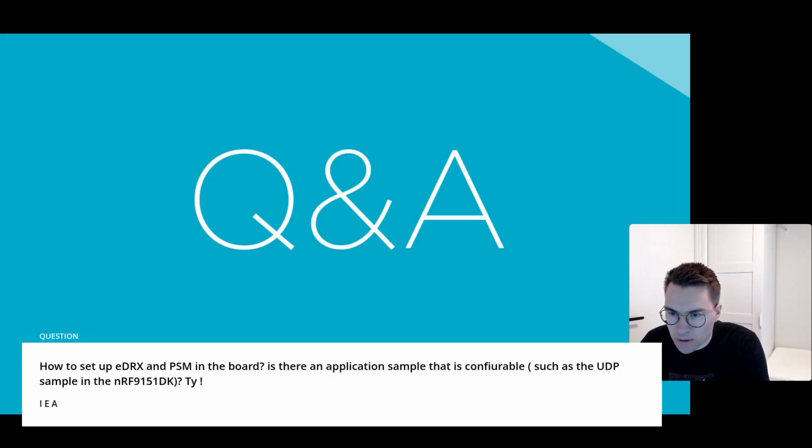Another question here: how to set up eDRX and PSM in the board? Is there an application sample that is configurable, such as the UDP sample in the 9151 DK? So this out-of-box firmware, which is available as a default, uses actually eDRX and PSM. So that's configurable using the project configuration file in that sample. But you can also use the asset tracker template, as that is also a good starting point for such a use case. So that's what I would suggest for you.